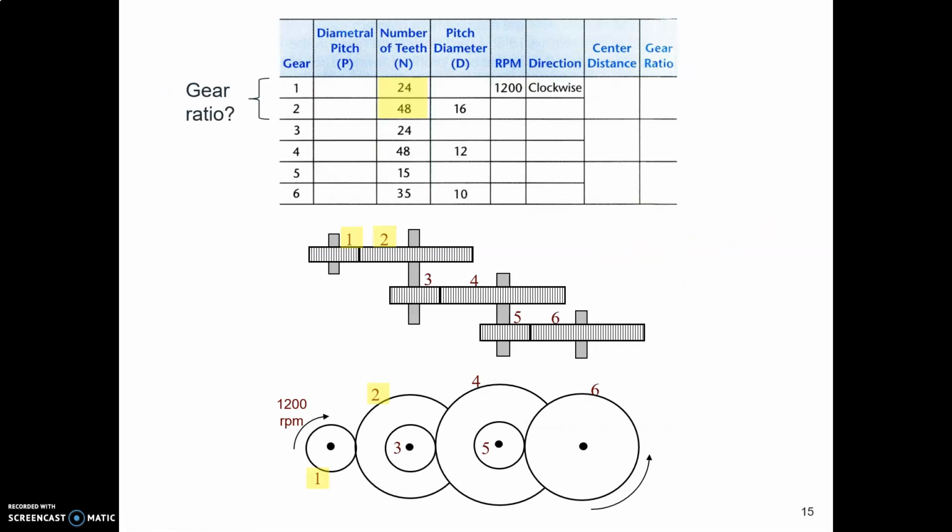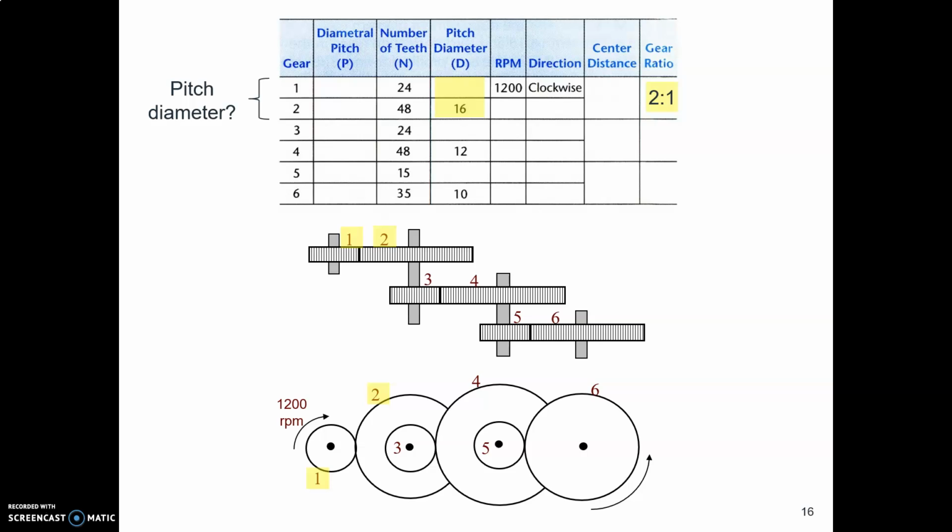Here's another gear train in our quiz. This might be a transmission or something. It has several pairs of gears. So in the first set of gears, 1 and 2, he tells us that the big one has 48 teeth and the pinion has 24 teeth. So what is the gear ratio? 48 divided by 24. We must have a gear ratio of 2 to 1.